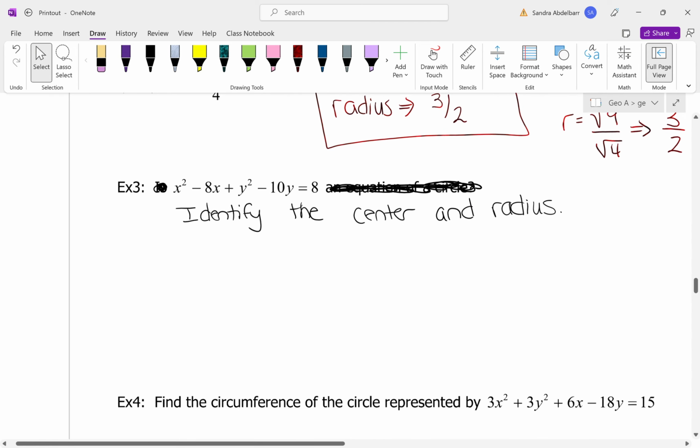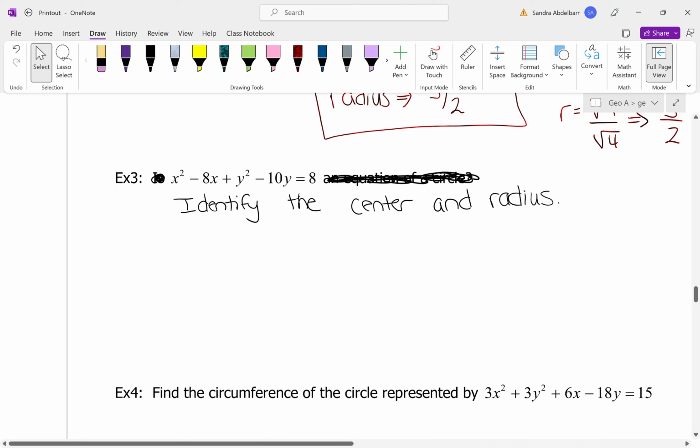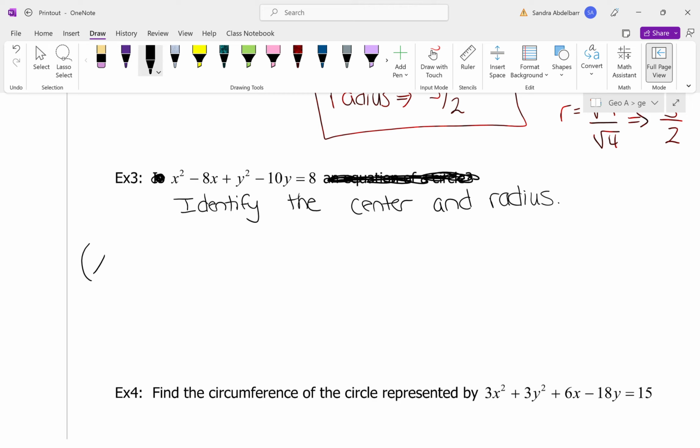You are going to make sure any number that doesn't have a variable is moved to the other side. Anything we need to do there? No. Then what you want to do is group everything that has an x in one parenthesis and anything that has a y in another parenthesis. So I'm grouping together the x squared and the 8x. I'm leaving myself some space. Then a plus sign, and I'm opening up another parenthesis, and I'm going to group together the y squared and the negative 10y, leaving myself some space. And that's going to equal 8.